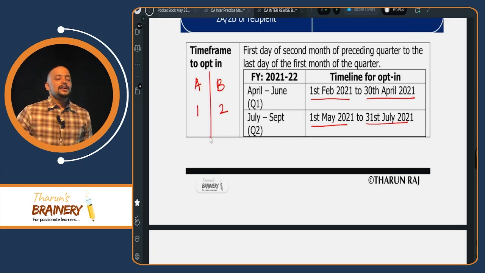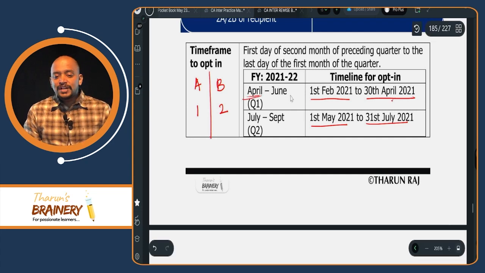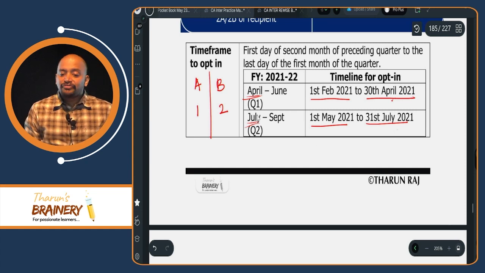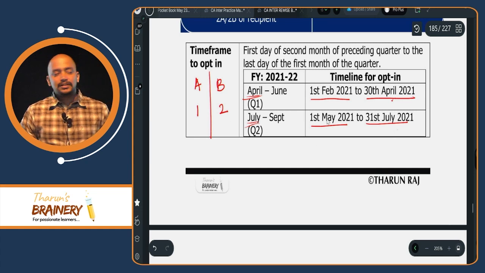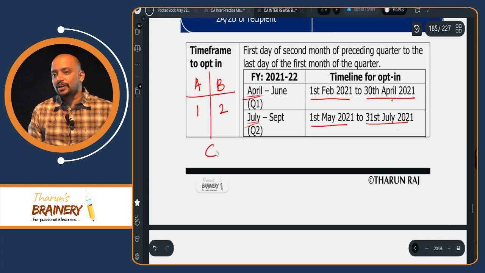1 month after commencement of quarter. What is the commencement of quarter? April. So 1 month after means 30th April, and 2 months before means 1st February. You understood? Same way here. July. 1 month after means July end, and 2 months before means 1st May. Got it? A for after, B for before, C for commencement of quarter. So 1 month after commencement of quarter, 2 months before commencement of quarter. Okay, yeah?